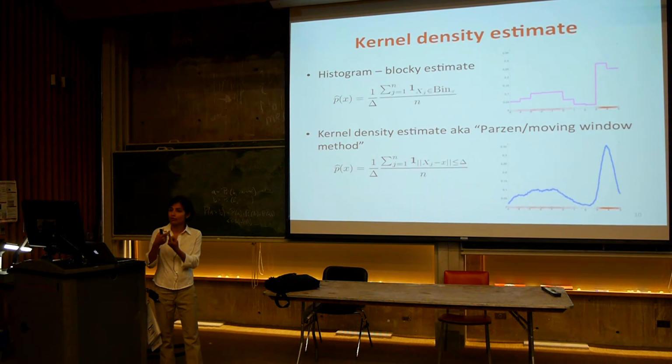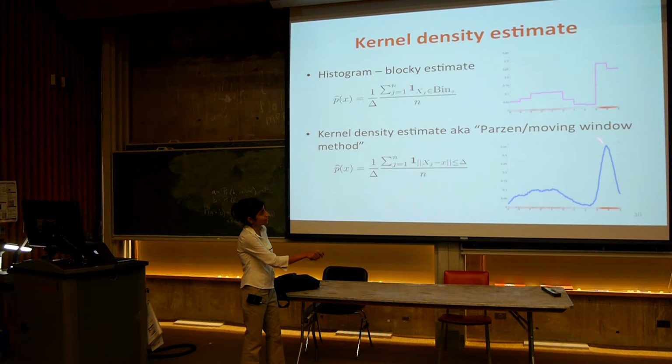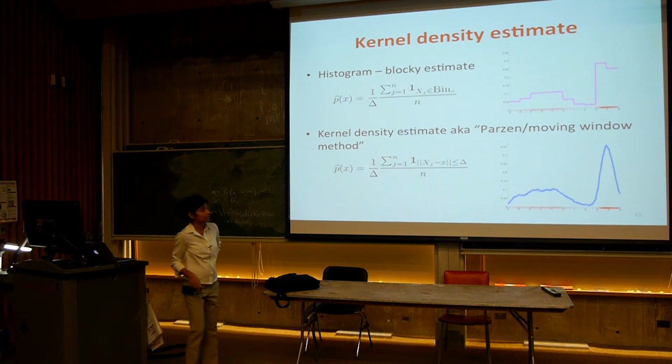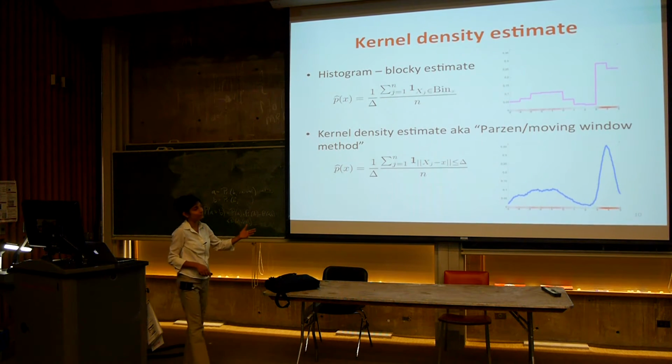So these bins can now be overlapping, right? And that at least gets rid of the blocky artifact here. It gives you a much smoother estimate. And this is actually an example of a kernel density estimate, right?